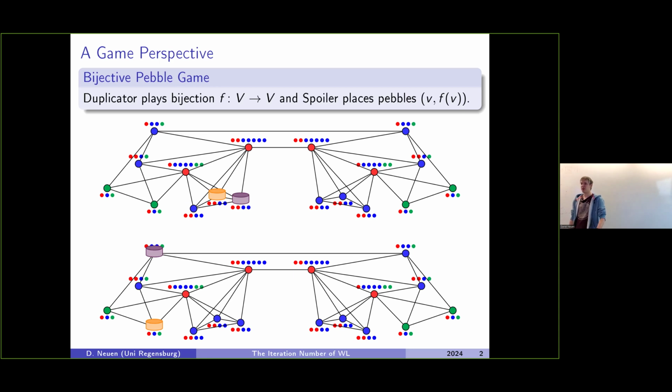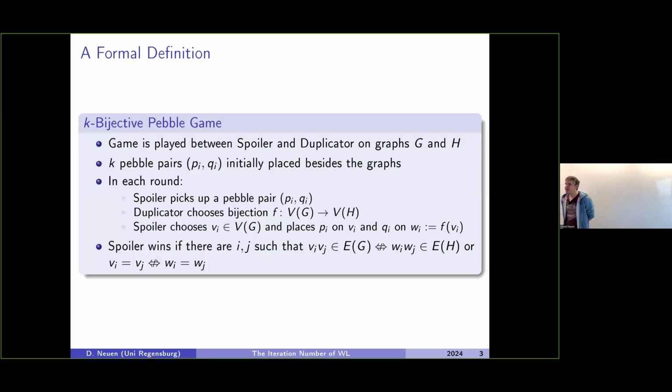Okay, so here is the bijective pebble game described a little bit more formally. We have our two players, spoiler and duplicator. We play in rounds. We have k pebble pairs, which I will denote by p_i and q_i. They're initially all placed beside the graph, or sometimes you also want to have a starting position. So in the example on the last slide, the first pebble pair was already placed. Each round consists of the following steps. Spoiler picks up a pebble pair, p_i, q_i. Then duplicator chooses the bijection. And then spoiler chooses a vertex in the first graph, v_i. And we get the corresponding image according to the bijection in the second graph. And this is where we place our i-th pebble pair. So p_i goes onto v_i in G and q_i goes onto w_i in H.